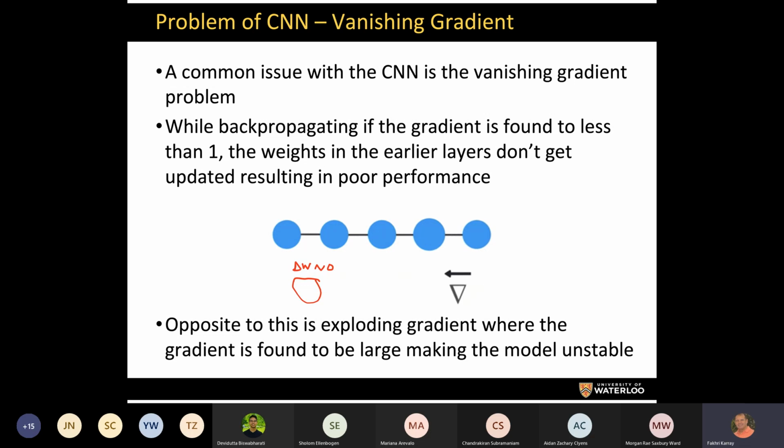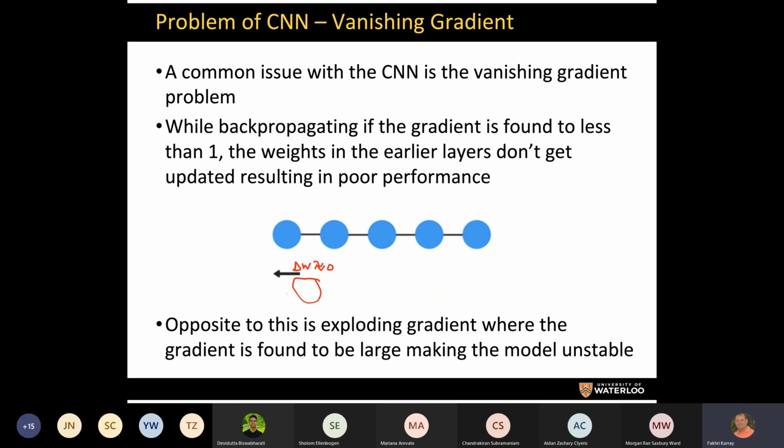So try to make sure that the gradient doesn't vanish as it goes from one layer to the next, to the next, to the next. So this is very, very important. And this is a very valid issue in the area of vanishing gradients.